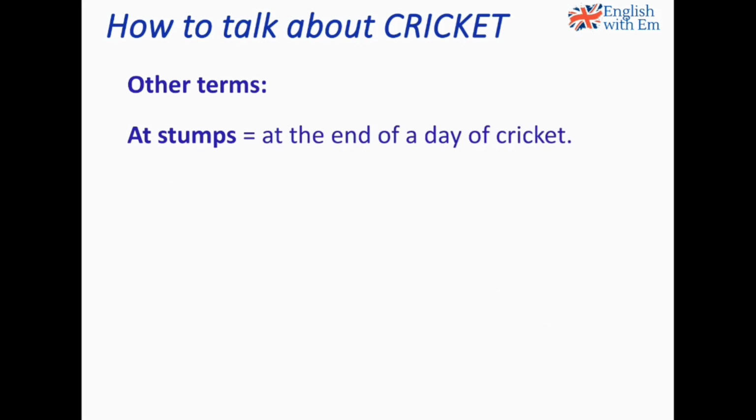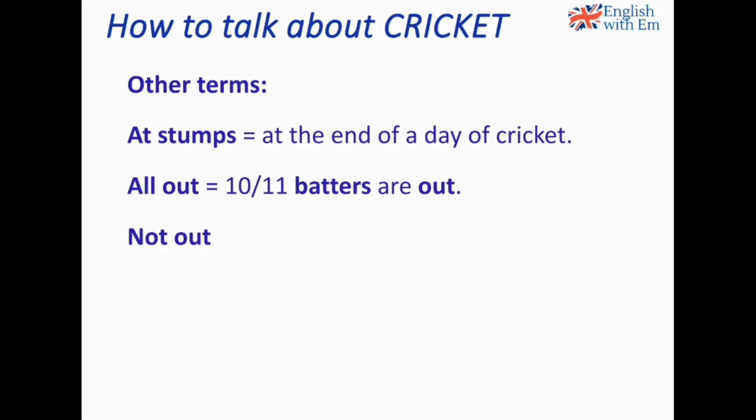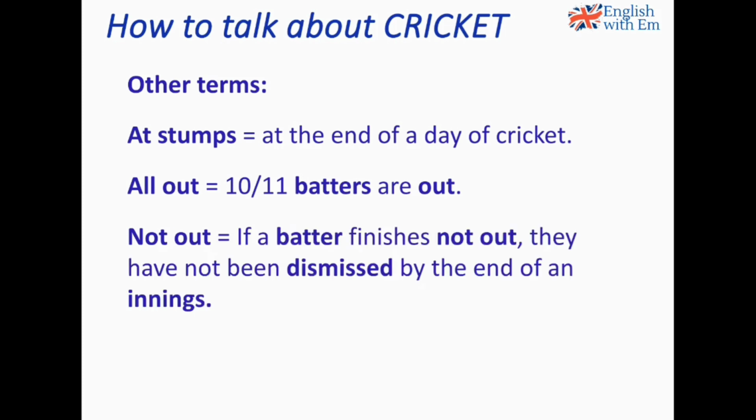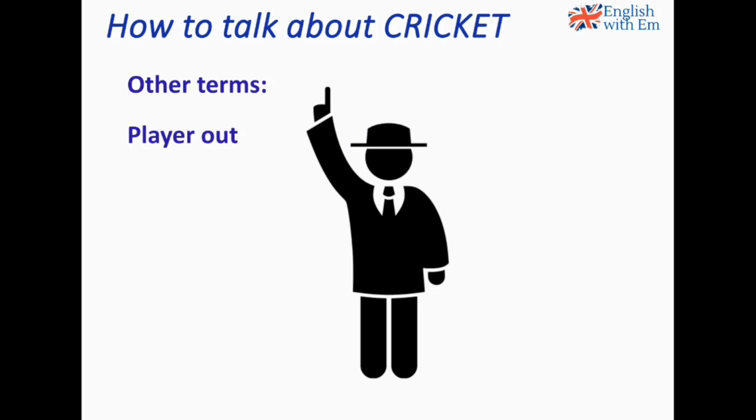At stumps. So this means at the end of a day of cricket, when the stumps are removed. All out. This is when 10 of 11 batters are out. Not out. If a batter finishes not out, they've not been dismissed by the end of an innings. Player out. So you can see the umpire will raise his index finger to signal when a player is out because a wicket has been taken.